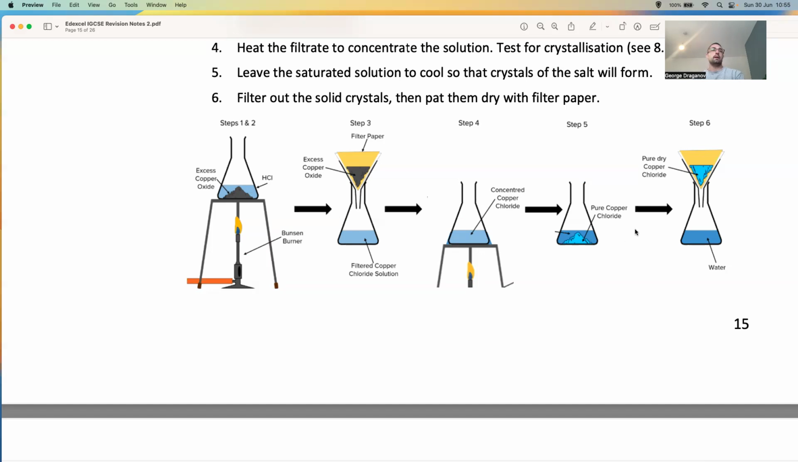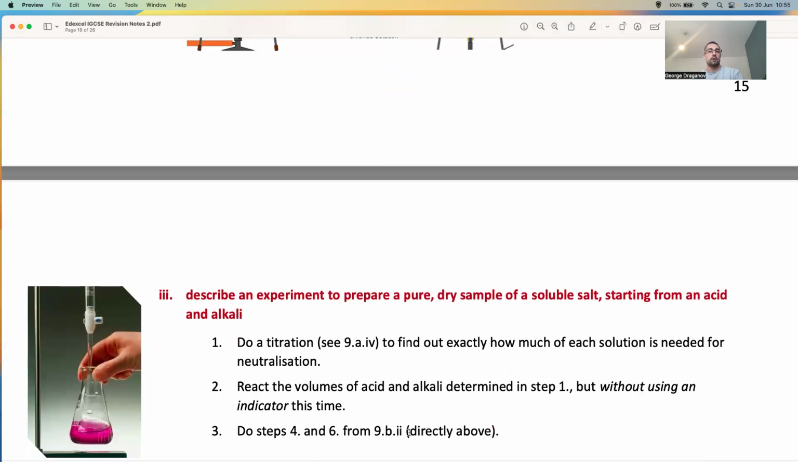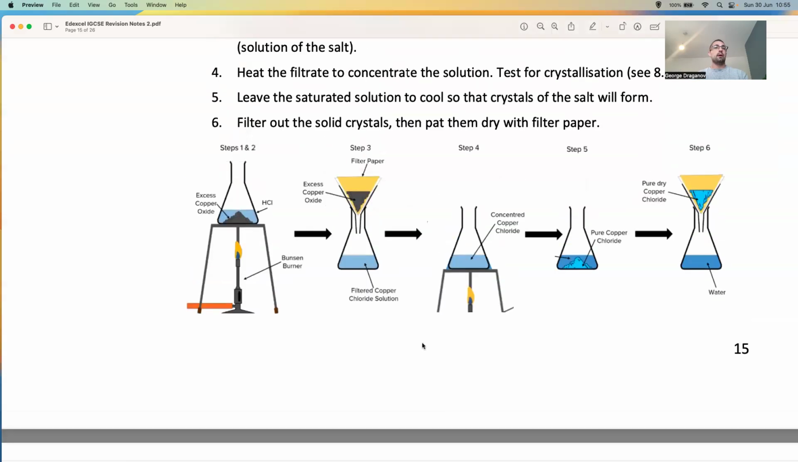So you do the crystallization technique, which is when you boil half the water off gently until crystals start to form on the edge. Then you leave it to cool and crystallize. Then you filter out the remaining water. So really, it becomes the same as the titration method and the same as the crystallization technique. There's only one different step, which is where you add the known volumes of acid and alkali together with no indicator, so it doesn't contaminate it. So that's why it's so imperative that you learn the titration technique and the crystallization technique.